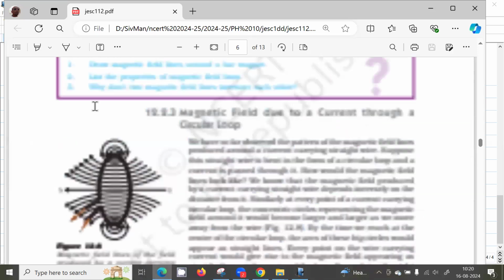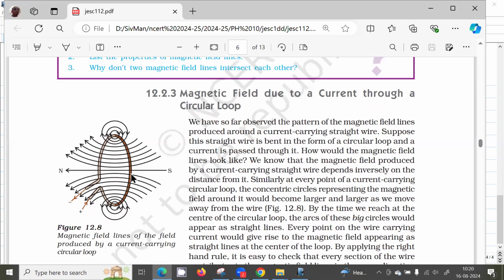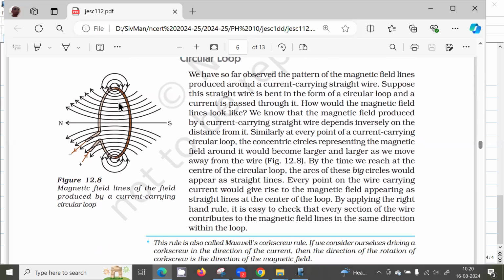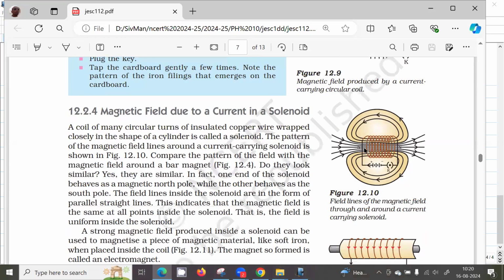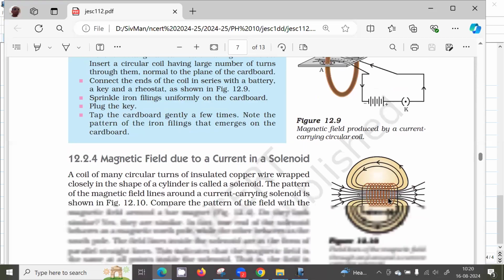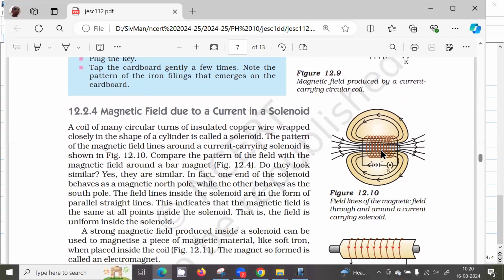So this is for a single circular loop, and here also you should have an idea of the magnetic field. It will look like this. When you have multiple circular coils, the total magnetic field will look like this. So here, inside this solenoid, in the middle part, the B field is approximately uniform.